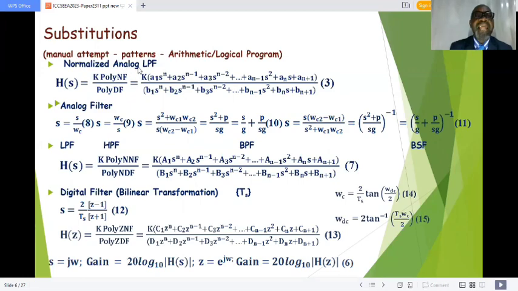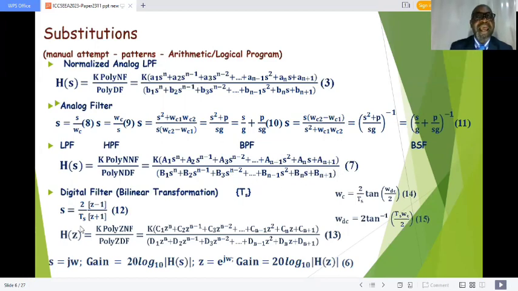When we have the normalized analog low-pass filter, we can make these substitutions into it to give us the analog filter. For example, if we want a low-pass filter, it is equation 8. Substitute equation 8 into this. If you want a high-pass filter, substitute equation 9 into that. If you want BPF, substitute equation 10. If you want BSF, substitute equation 11. And that will lead to the analog filter.